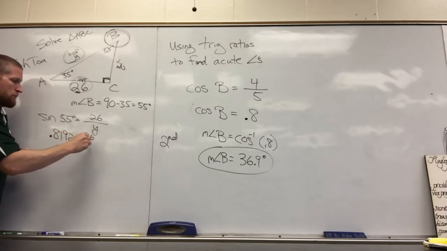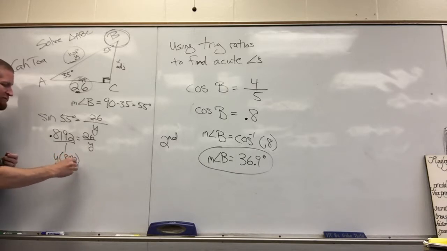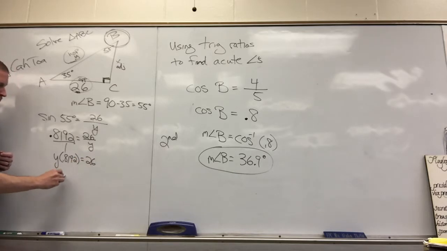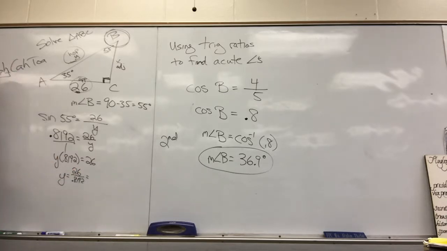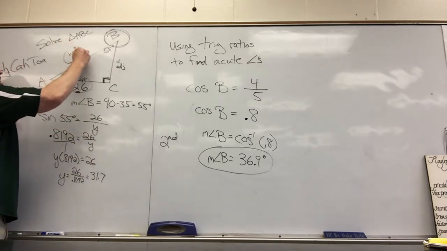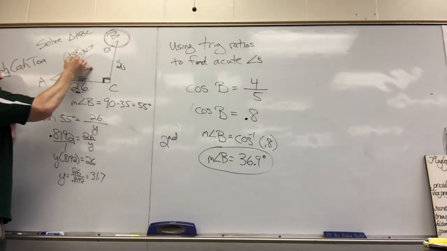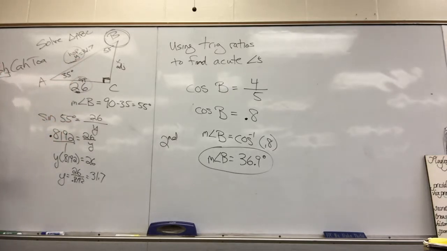92. Okay. And this is the case, guys. I said put it over 1 just so you remember to cross multiply. So you get y times 0.8192 equals 26. And divide. Again, it should be bigger than 26. It's 31.7. Again, if you did this problem and you got something less than 26, you should realize that's the hypotenuse. It can't be less than 26.